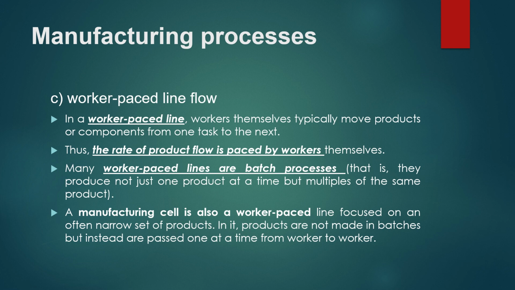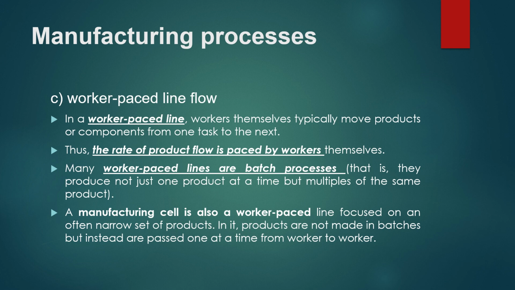Worker pace line flow. In a worker pace line flow, workers themselves typically move products or components from one task to the next. Thus, the rate of product flow is paced by the workers themselves. Many worker pace lines are batch processes. That is, they produce not just one product at a time but multiples of the same product.